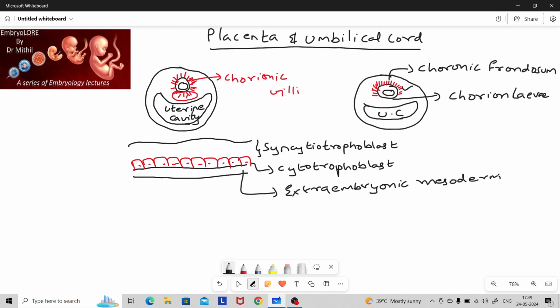Now let me show this in the same diagram. So this is the first stage. Now below number 2 I will be showing you the next level. So the same first layer, that is the extra embryonic mesoderm, and here there will be the cytotrophoblast.